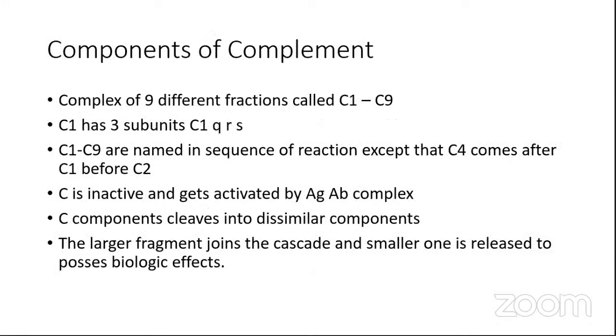So what are the components of complement? They are represented by the capital letter C, and they have 9 different fractions called C1 to C9. C1 as such has 3 subunits, C1q, C1r and C1s. C1 to C9 are named in the sequence of discovery, like C1, C2, C3, C4 to C9, but the order of reaction is changed: after C1, C4 comes, after which only C2 comes, then C3, C5, C6, 7, 8 and 9.